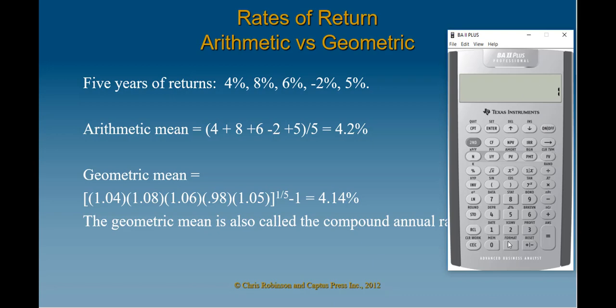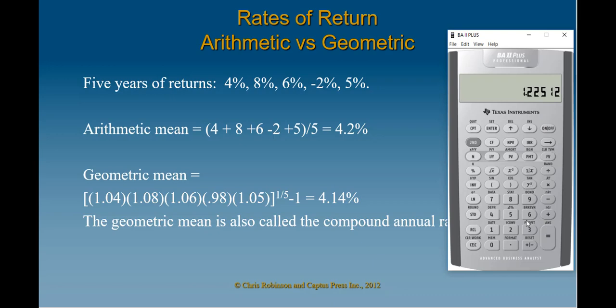You'll see. So it's 1.04 times 1.08 times 1.06. And then, of course, 1 plus negative 2% is 0.98 times 1.05. And that gives us 1.22512.